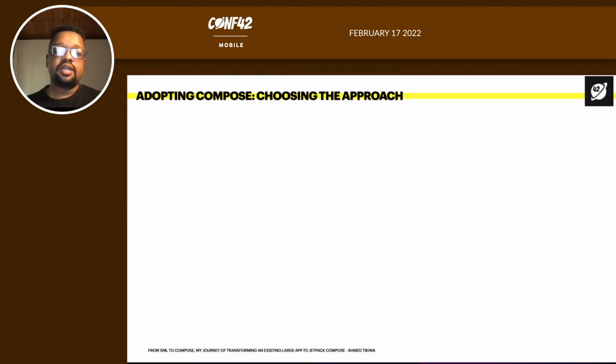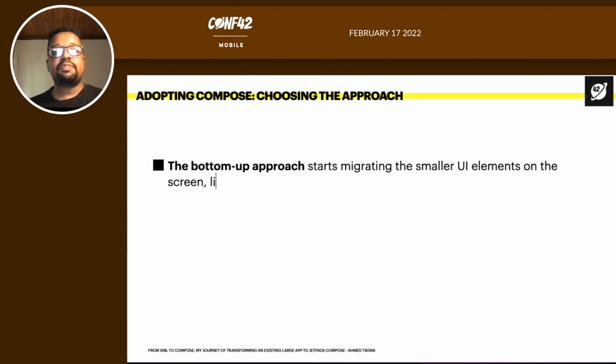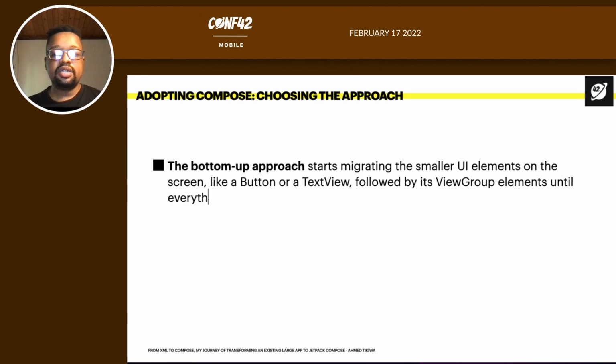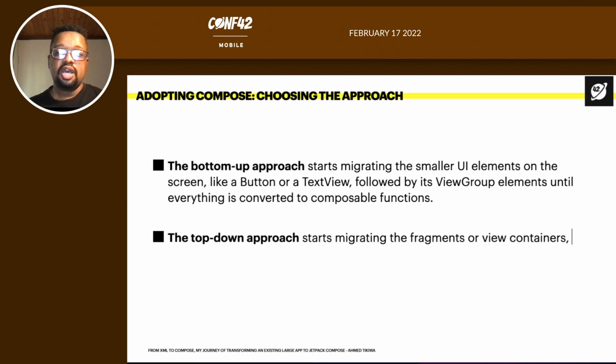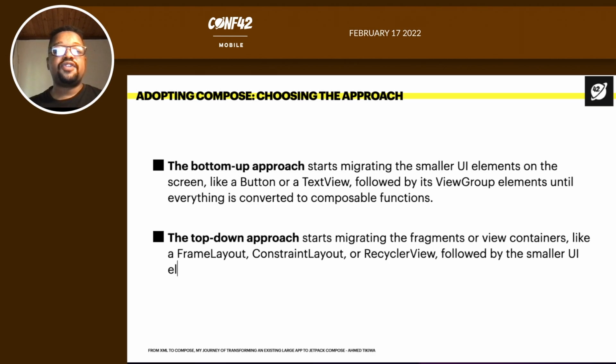The first is called the bottom-up approach, which starts by migrating smaller UI elements on the screen, like a button or a text view, followed by its view group elements, until everything is converted to composable functions. Then you have the top-down approach, which starts by migrating the fragments or view containers like a frame layout, constraint layout, or recycler view, followed by the smaller UI elements on the screen.